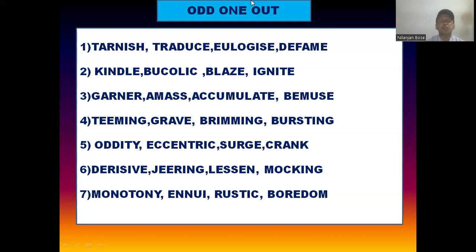Let us move to the next question. Oddity, eccentric, surge, and crank. So students, oddity, crank, and eccentric, all the 3 words indicate abnormality. So they are in the same category. And surge is to gush out, suddenly किसी का surge आ गया, मतलब suddenly overflow होने का tendency आ गया. So this is the particular word which should be the odd one and this should be out. The answer is surge.